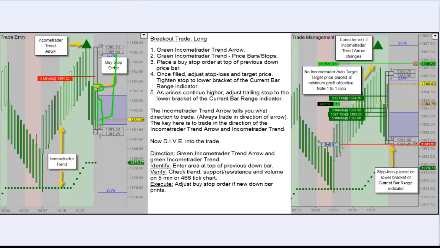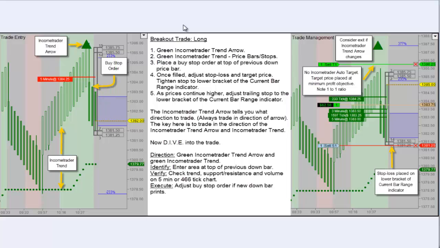All right, so that's the trade entry point. Now let's look at the trade management part of it on the right side of the screen. Once we're filled, the market comes in and hits my entry order, in this case the top of this price bar, which was one that was closed. I'll take my stop loss and adjust it to the lower bracket of the current bar range indicator, and then my target, I'll either move it up to an IncomeTrader auto target if there's one nearby.